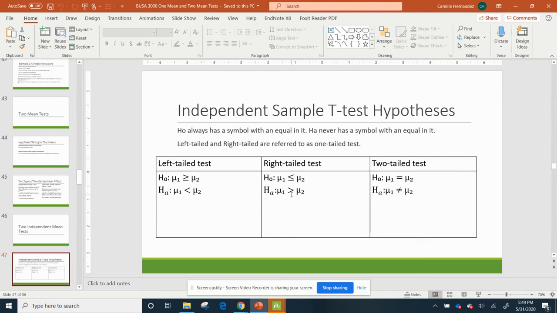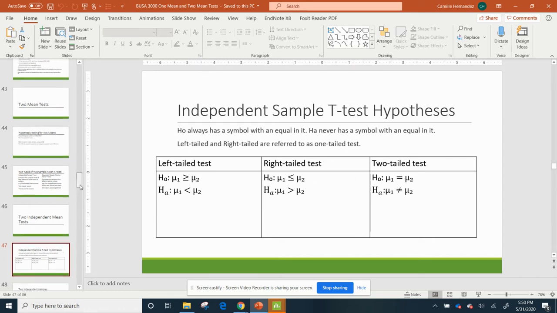Right-tailed is the same as left-tailed, except that in the alternative it's greater than, and in the null it's less than or equal to. Two-tailed is basically the same. You saw these one-tailed tests before with the one mean t-test. The real big change is that instead of having a number on the right of the mathematical sign, you have sample two. All right, so let's start looking at this.